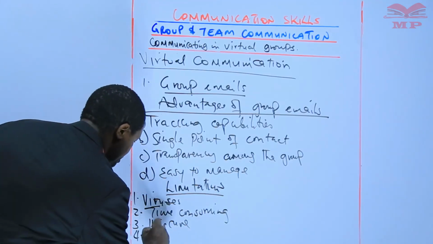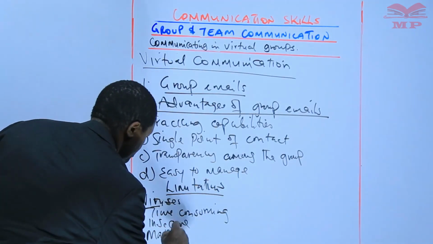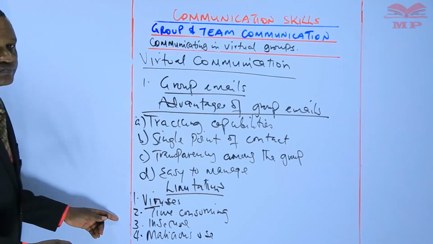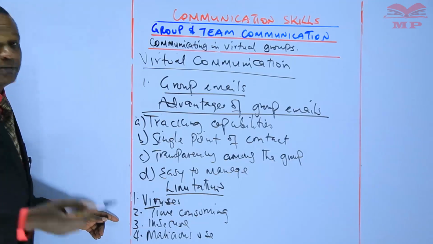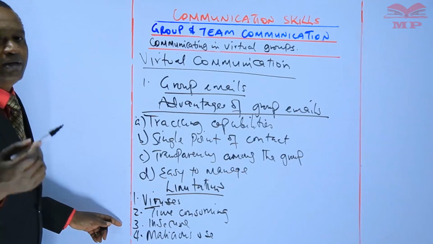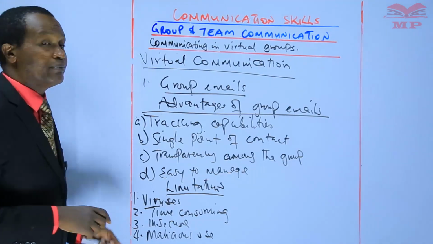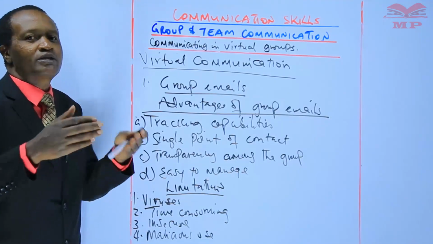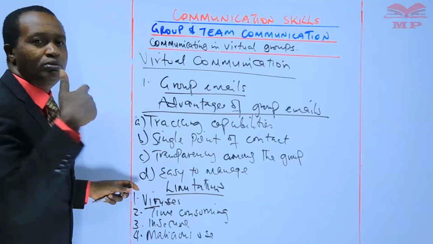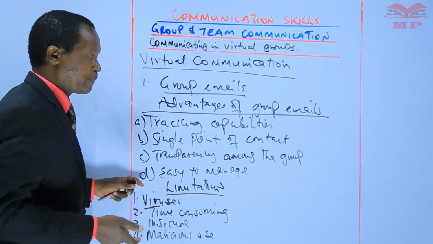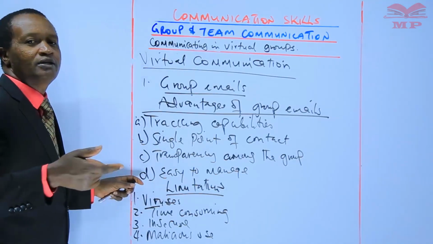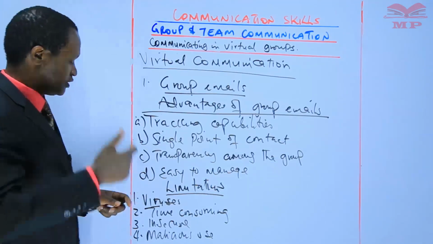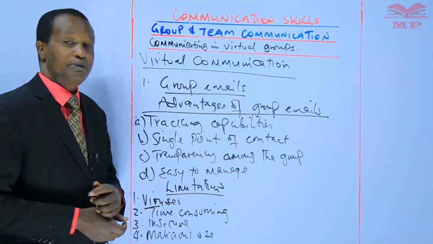Malicious use is another limitation. Malicious use, from the word malice. Emails, candidates, can be sent anonymously, which means that they are sometimes used maliciously, either to bully or to upset people. Likewise, they can be used to spread gossip or even false information in a business.